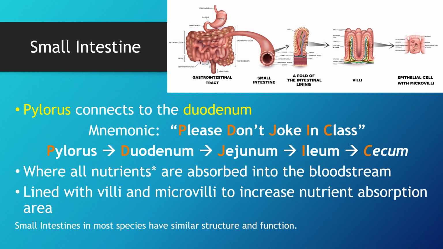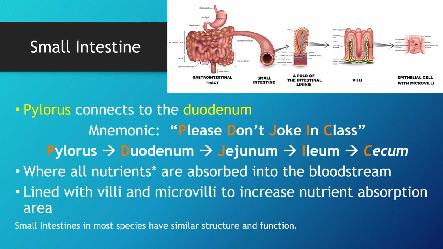It starts just after the pylorus. The pylorus comes off the stomach and meets into the duodenum. And the duodenum is the very beginning, if you will. It's not the most important part, because all of the parts of the small intestine are important.